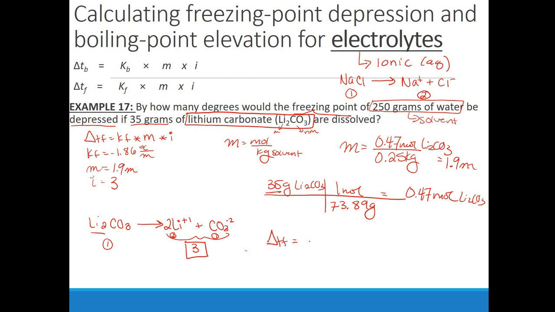So delta TF equals KF times m times i. The i we do not count towards sig figs since it is a counting number. So we counted 2 plus 1 to get 3, so again, we do not count that. Now we just multiply everything out, and our delta TF is going to be negative 10.5 degrees Celsius. So by adding 35 grams of lithium carbonate, we're going to change water's freezing point by 10.5 degrees Celsius. It is going to lower by 10.5 degrees Celsius.